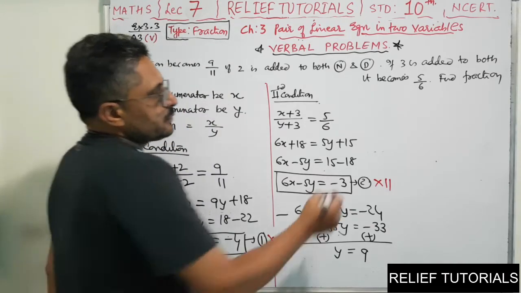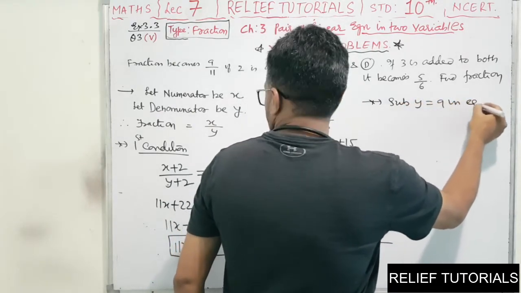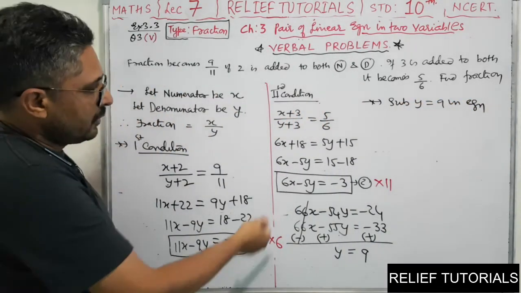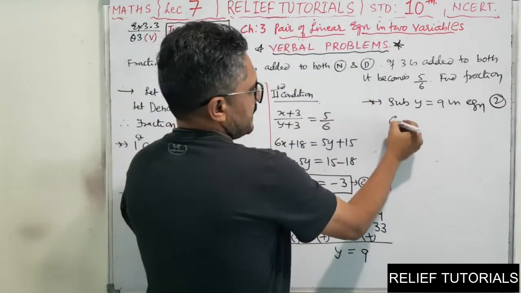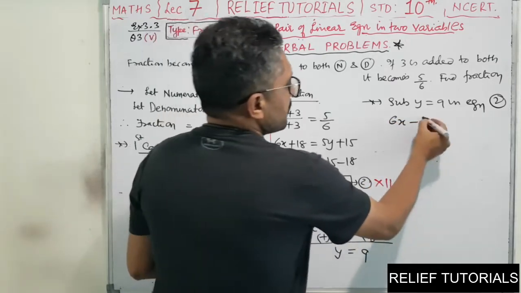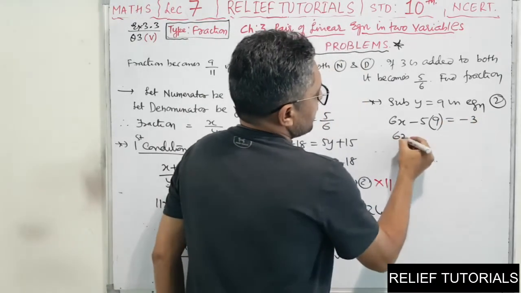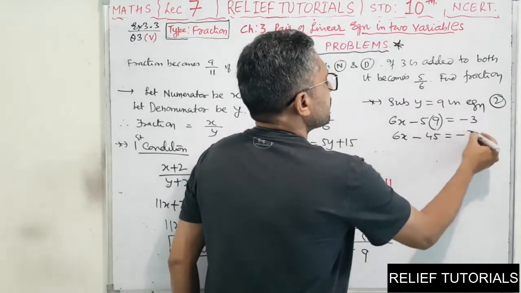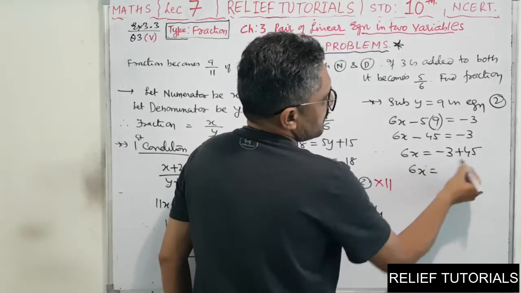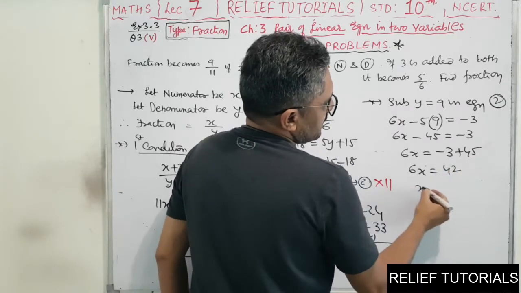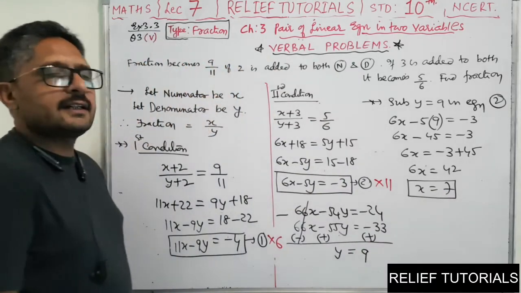Clear? So now substitute y equal to 9 in equation. Any one of the equations you can substitute, either 1 or 2. So I am going to substitute in equation 2. So what will we write here? 6x minus 5y, so 5 into y is 9, equal to minus 3. So 6x minus 9 fives are 45, equal to minus 3. So 6x is equal to minus 3 plus 45. So 6x is equal to 45 minus 3, 42. So x is equal to 7 sixes are 42. x equals 7. Have you got it?